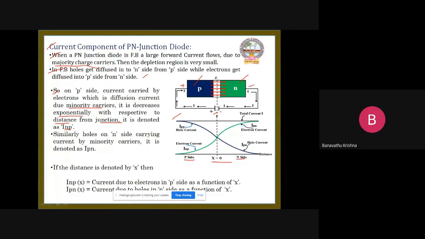the charge carriers move towards the junction. Here the majority charge carriers are electrons, and here the majority charge carriers are holes. They are moving towards the junction. Then they are decreasing the concentration gradient. So when they enter the junction, after that, as the distance increases, the charge carrier current decreases exponentially like this.